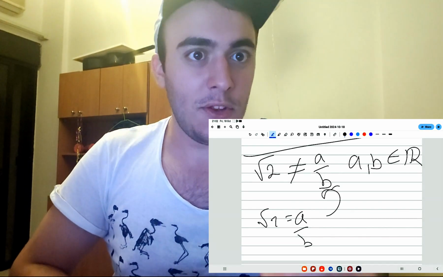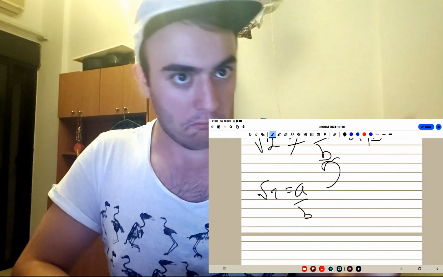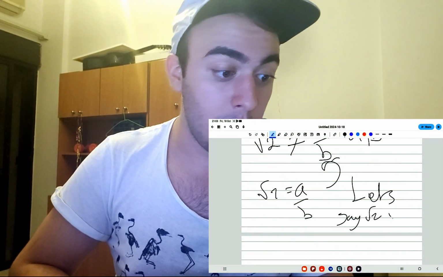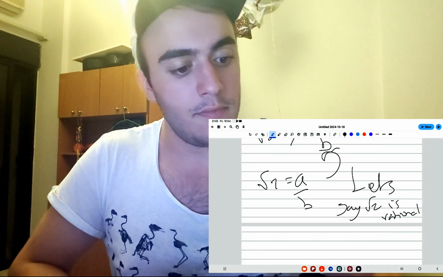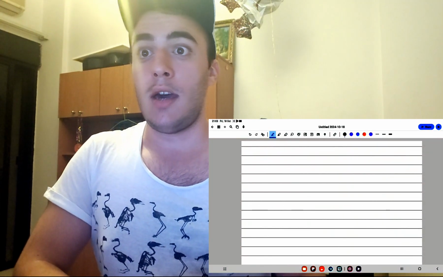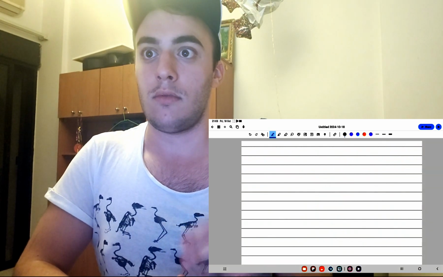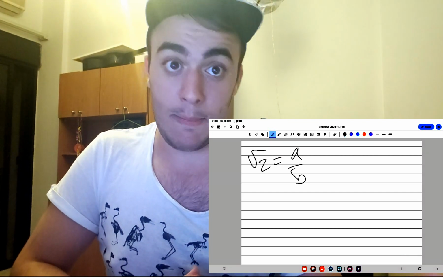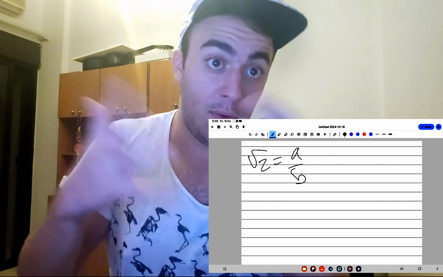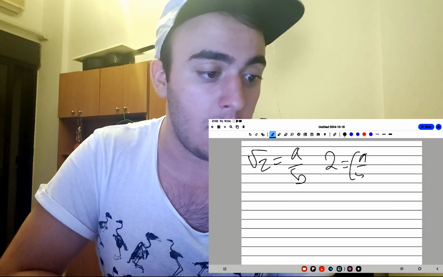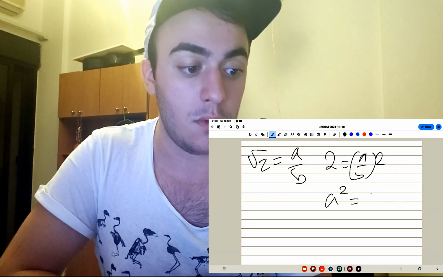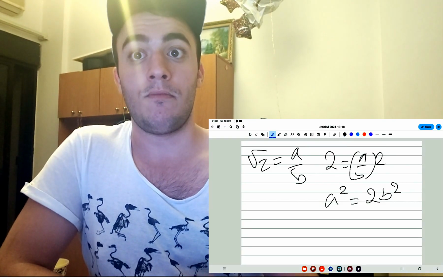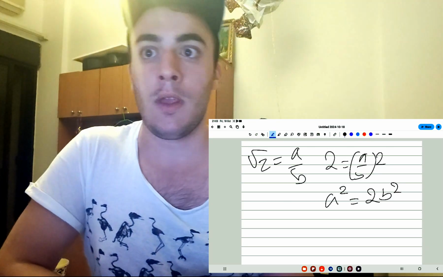So, let's try to prove radical 2 to be rational, okay? Let's say radical 2 is rational, meaning there exists a pair of integers such that radical 2 is equal to a over b. We square both sides. So we get 2 is equal to a squared over b squared, which says a squared is equal to 2b squared. Correct? Good. So far so good. And a and b have to be two different numbers, obviously.